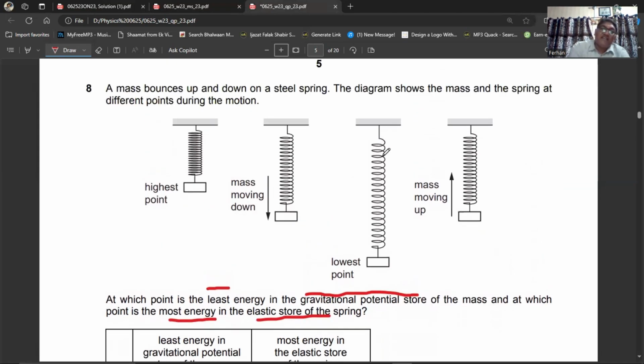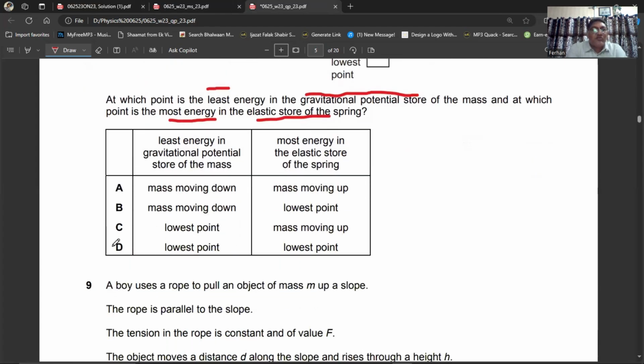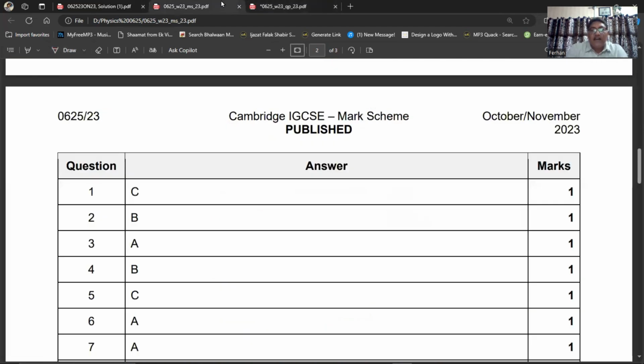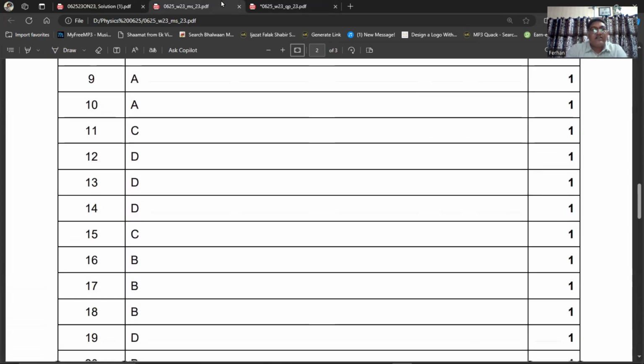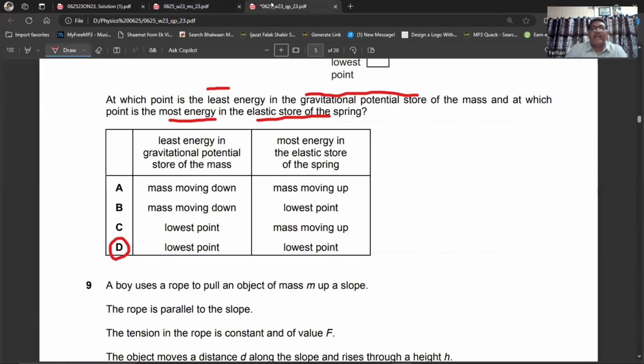See, very simple. Here the spring is stretched, so it has elastic potential energy. So at the lowest point, the gravitational potential energy store is lowest, and the elastic potential energy store is maximum. So both things are when the body is at its lowest point. So we think D is the answer. Question number 8, D is the right answer.